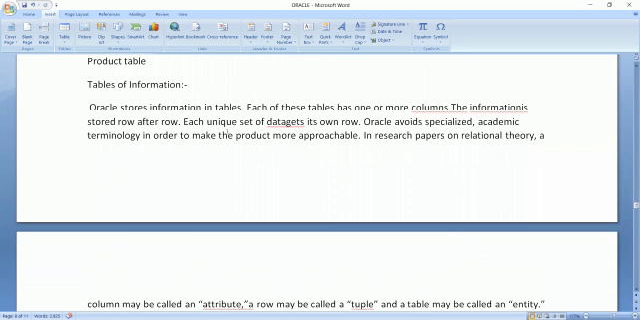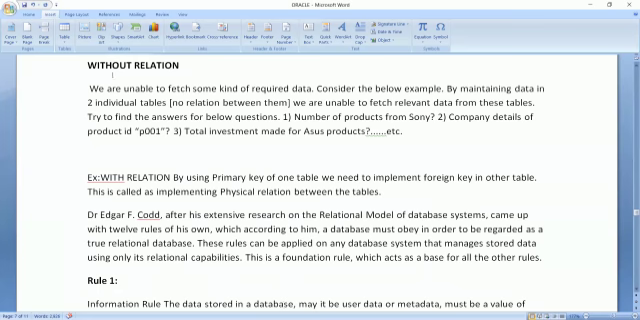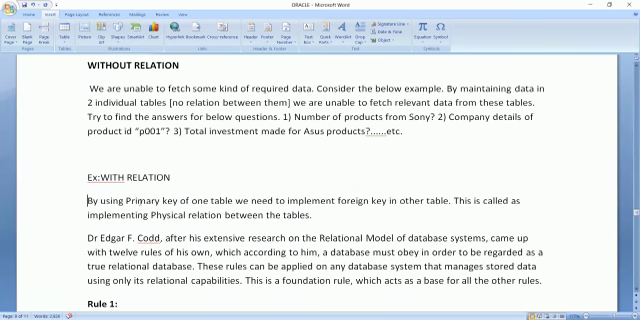Unique values, each unique set of data gets its own row. Oracle avoids specialized acronyms. So all those things he has written, with relationship and without relationship. See here, he has mentioned foreign key. What is primary key? The column which has equal values. If it has equal values, then it is called a primary key.